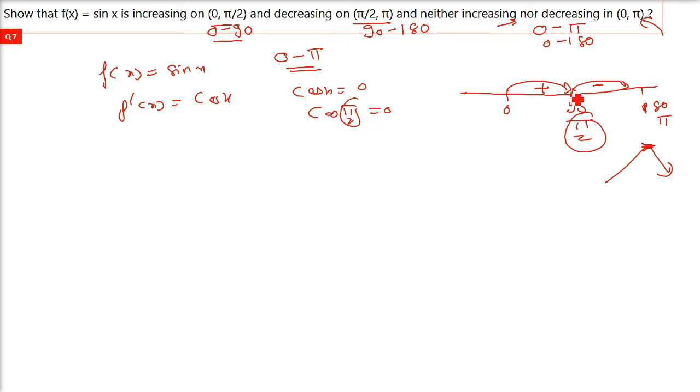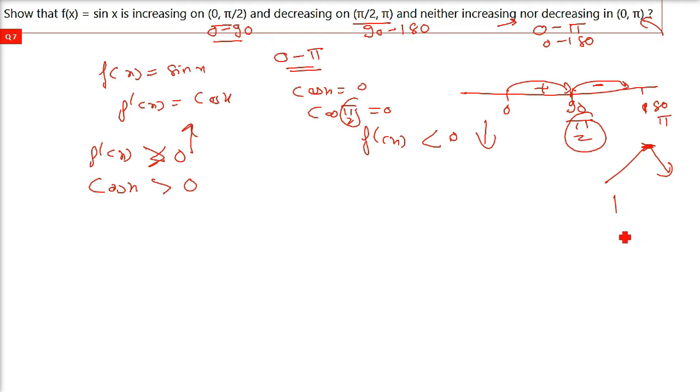At pi by 2, this is the critical point, and we already know that below it and above it, the function is going to increase or decrease. So f dash x greater than 0 is increasing, f dash x less than 0 is decreasing. So f dash x is basically cos x. Cos x is greater than 0. What does it mean?